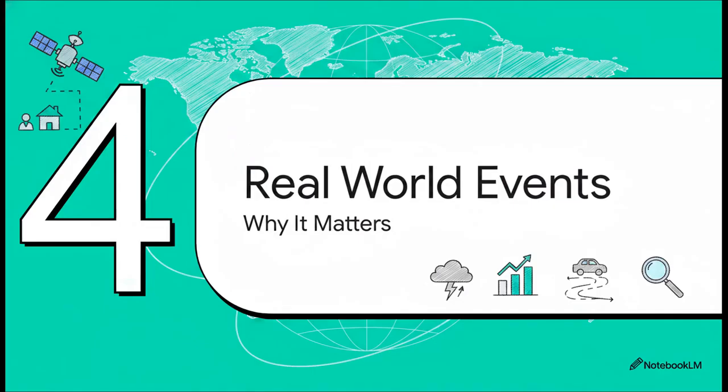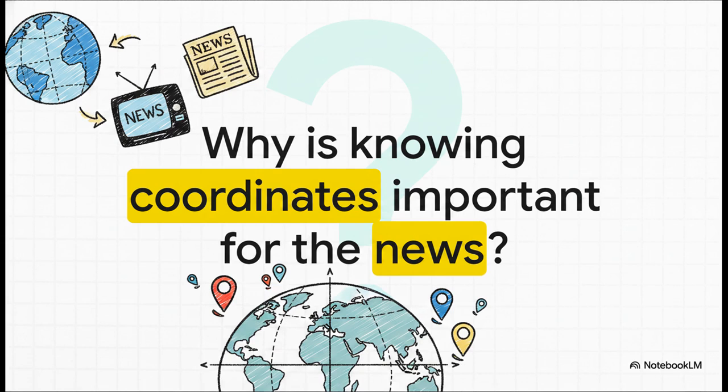All right, final stretch. Zone 4. Mapping real-world events, why it matters. Here is your final question. Question 36. Why is it important to understand latitude and longitude when we watch or read the news? Basically, how do you apply this imaginary grid to what is actually happening on Earth today?